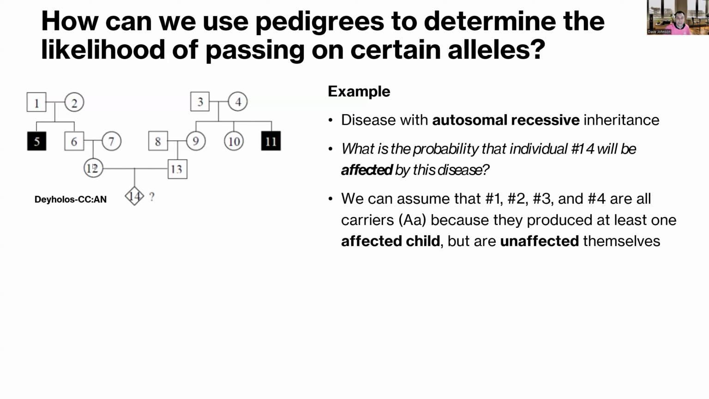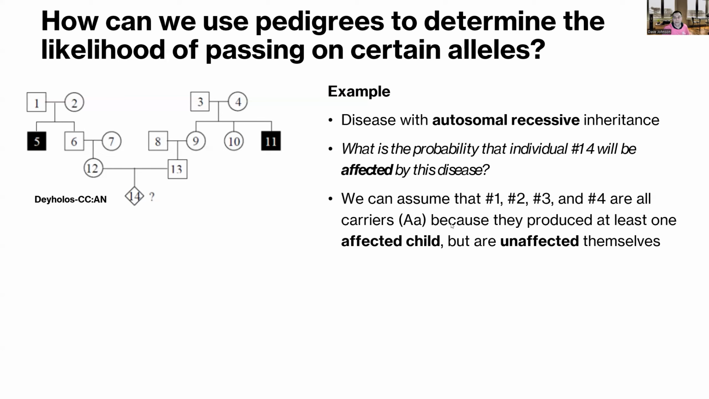So we're trying to calculate if this woman and this man have a child, what is the probability that this child will be impacted by this particular disease? Okay. Now, here's what we're going to assume. We're going back to 12 and 13's grandparents, right? Here are their parents. Here are their grandparents.